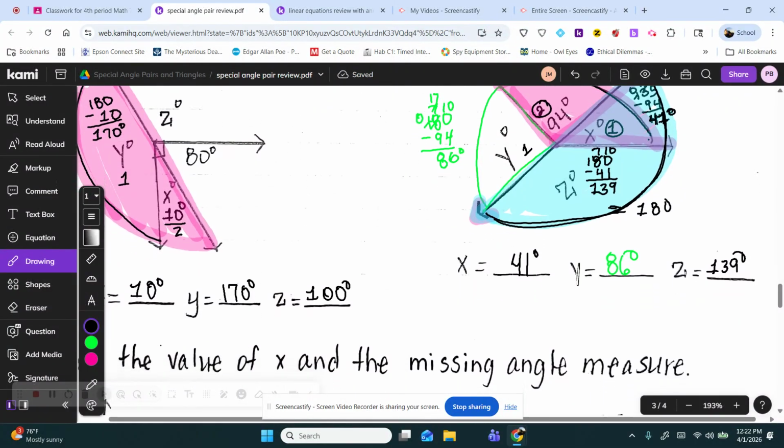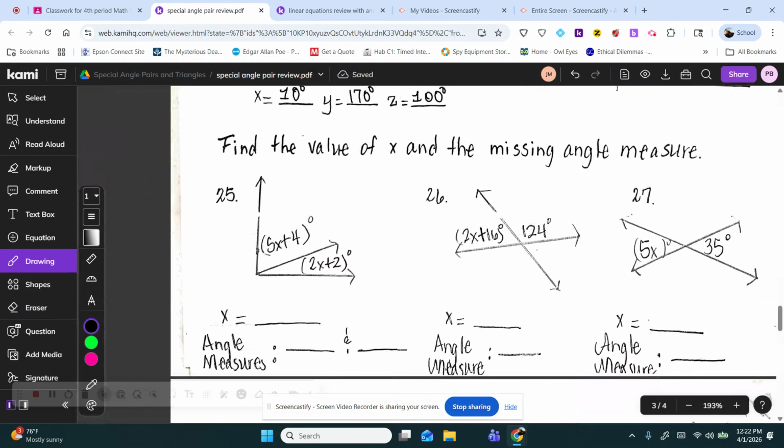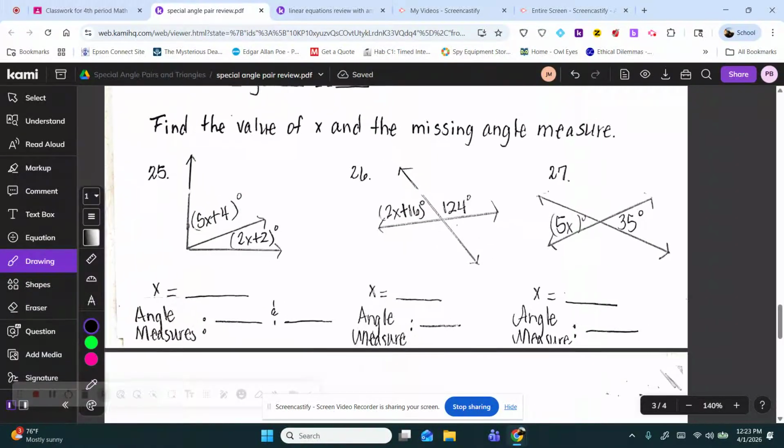Okay. All right, let's move on to finding the value of X and the missing angle measure. I'm just gonna help you set these up, and you're gonna have to do these on your own, okay? So, I know that this is an L shape. An L shape means that these two angles here are complementary to each other. So what you're gonna be doing is combining like terms. You will please do this on notebook paper. Not enough room to do this on here.